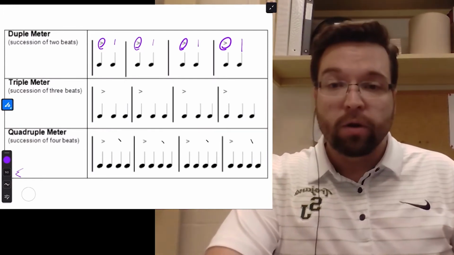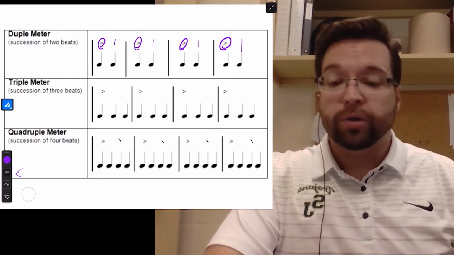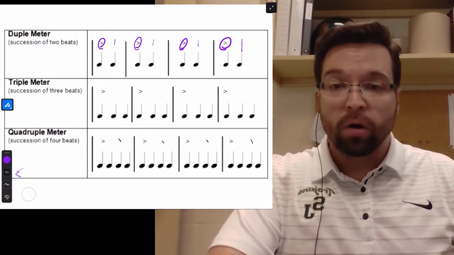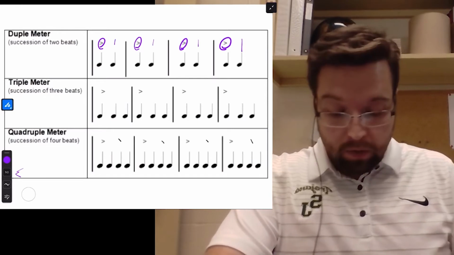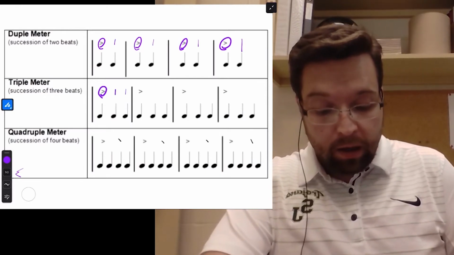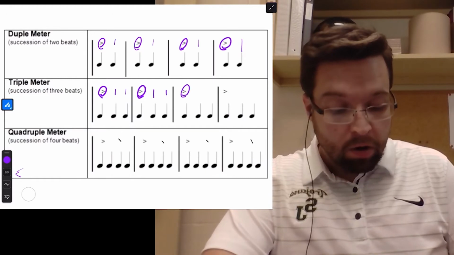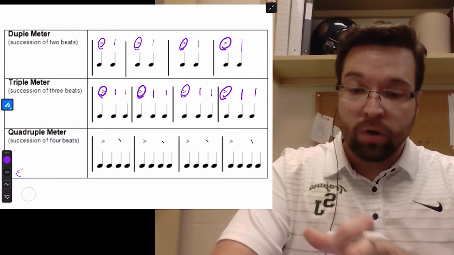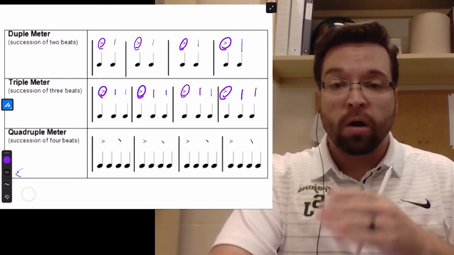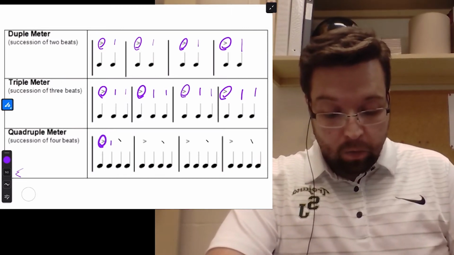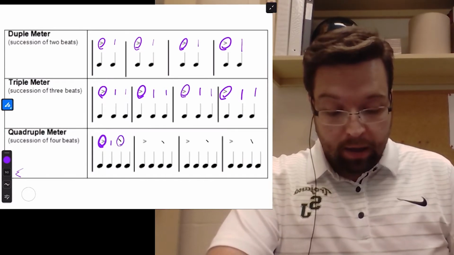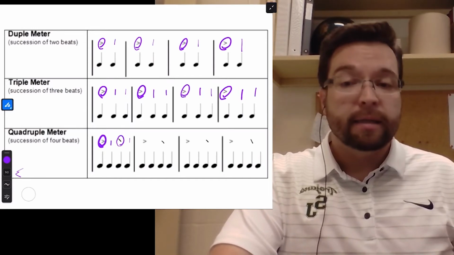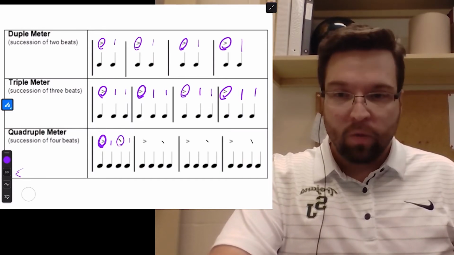Now for triple meter, you'll have strong, weak, weak, which sounds like this. Strong, weak, weak, strong, weak, weak, and so on. Okay, so that's triple. Now quadruple has strong, weak, semi-strong, and then weak again. And that's going to sound like this. Semi-strong, weak.